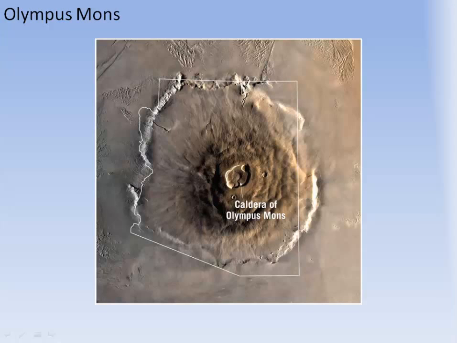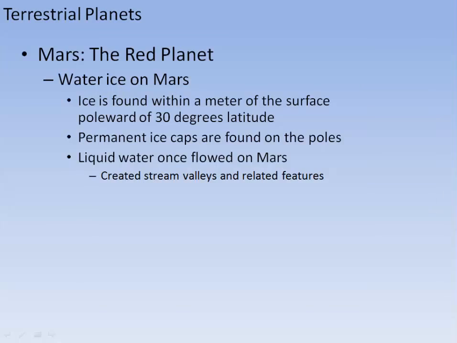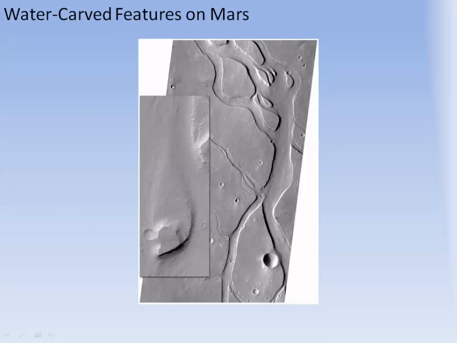So that's how big Olympus Mons is, as big as a southwestern state. Water ice on Mars: ice is found within a meter of the surface poleward of 30 degrees latitude. Permanent ice caps are found on the poles. Liquid water once flowed on Mars, and created stream valleys and related features. Water-carved features on Mars.